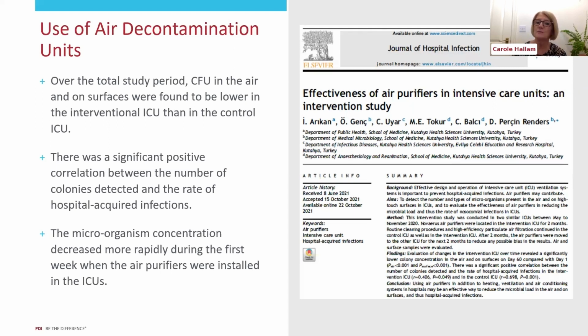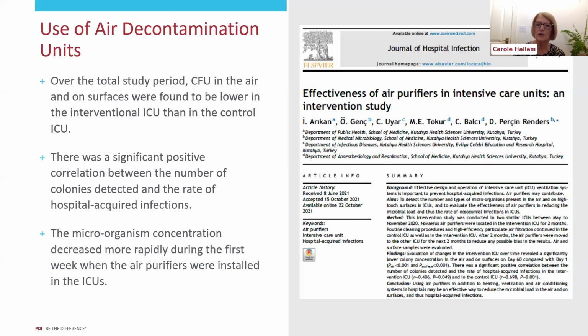So this was a study carried out by a team in Turkey. This was just before the pandemic. They had 2 identical intensive care units, so they were able to have a control intensive care unit and then an interventional intensive care unit. In the interventional intensive care unit, they put in the air decontamination units. Over the total study period, the colony forming units in the air and surface were found to be lower in the interventional ICU compared to the control. There was a significant positive correlation between the number of colonies detected and the rate of hospital-acquired infection.